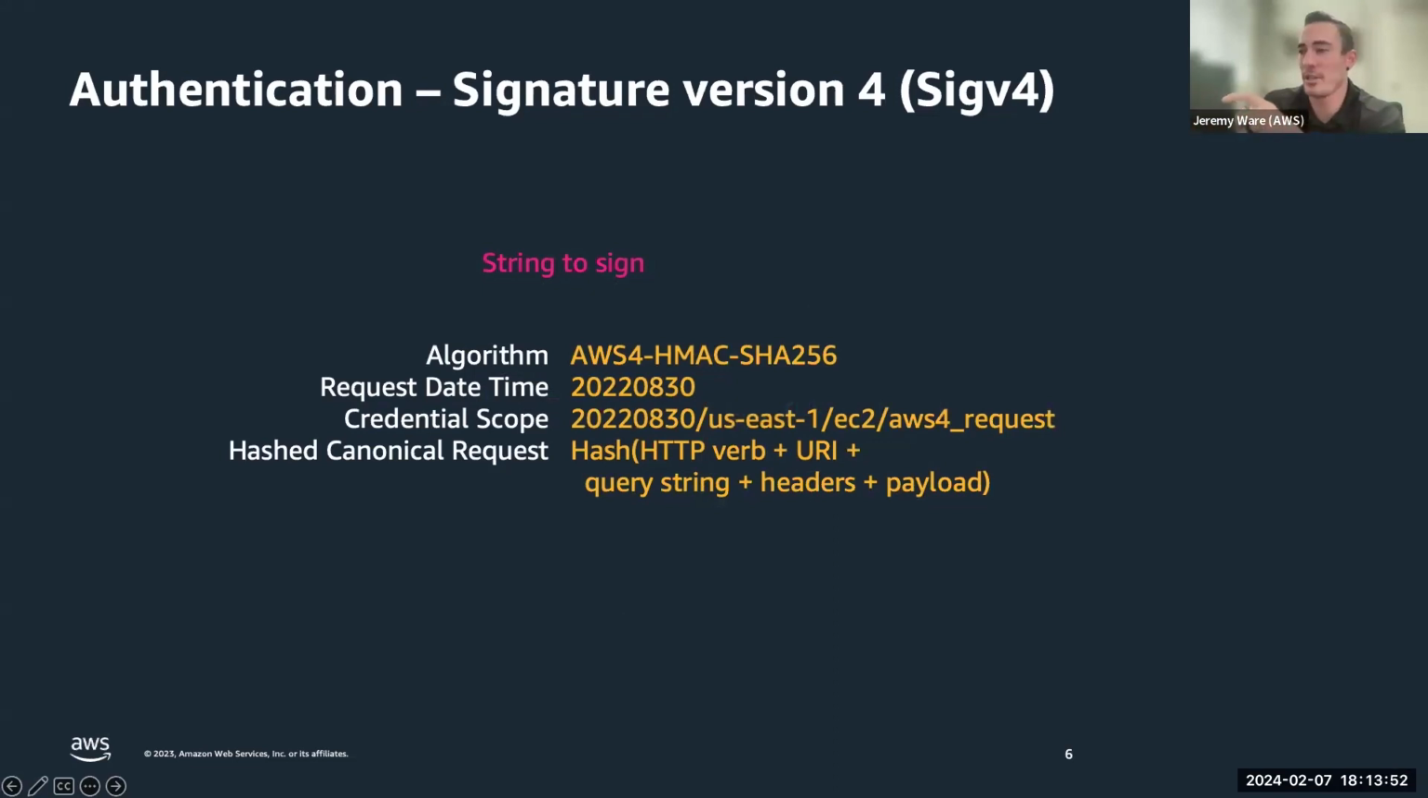The string that we're actually going to sign is going to include a couple of different points, predominantly the actual algorithm that we're using. It's defined as AWS4-HMAC-SHA256 for SIGV4. It is a standard HMAC and SHA-256. We get our date, the credential scope, and the hashed canonical request data. And that is a very long hash. As you can see, it includes quite a bit of information there.